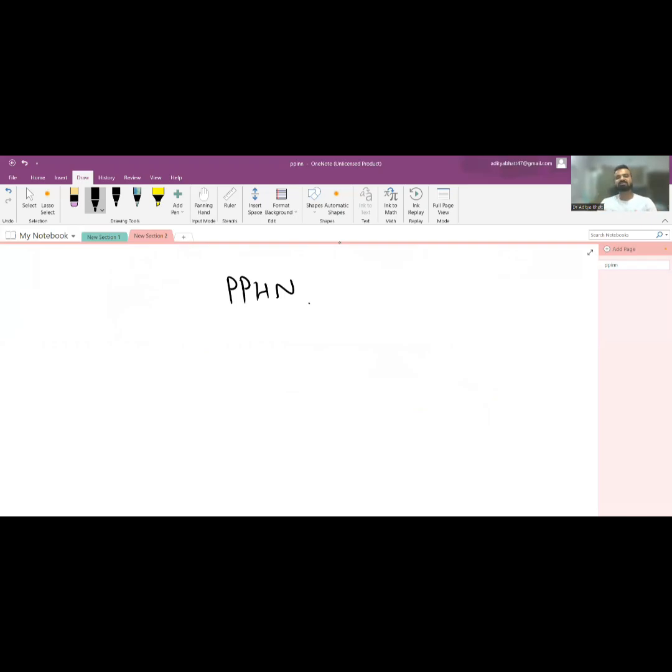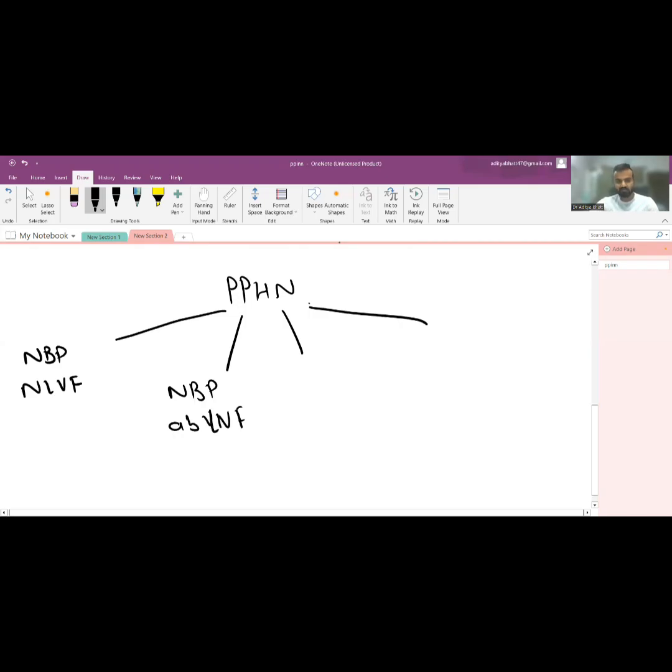Now, when PPHN occurs in children, obviously you have to give adequate O2 and make an adequate diagnosis with 2D echo. After you have made the diagnosis of PPHN, it is grossly divided into four types. First is normal BP and normal LV function. Next is normal BP with abnormal LV function. Then the third is abnormal BP with normal LV function. And the last type is abnormal BP with abnormal LV function.